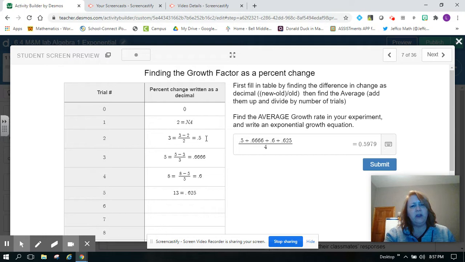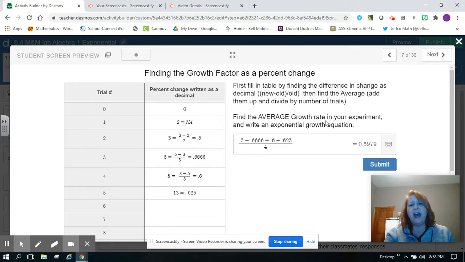So take a look at these. You'll see that, for instance, the first one is not applicable because we had 0 to start with and we can't have 0 on the bottom. So we're not going to do that one. But the next one, we went from 2 to 3. So I do 3 minus 2 over 2, which is 0.5. Okay, so all of these numbers you're calculating by hand. 5 minus 3 over 3 is 0.666.